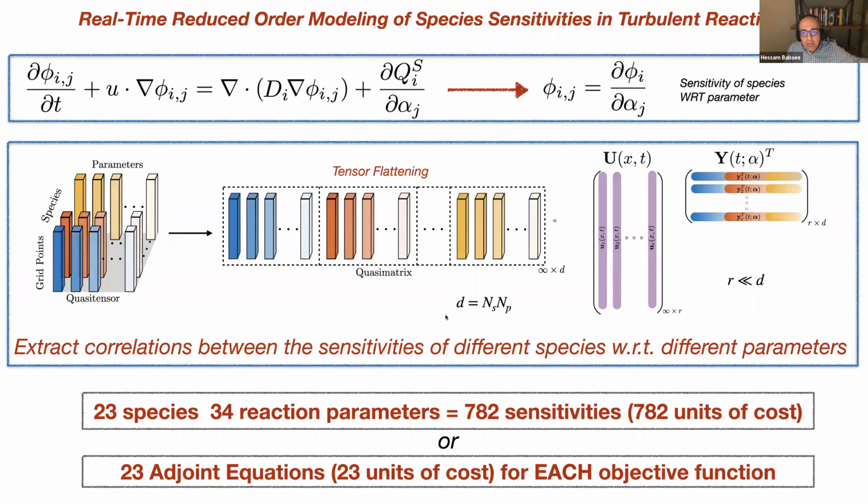This is actually a massive problem because in this problem, we have 34 reaction parameters and 23 species, and they're all coupled to each other. So if you perturb one of them, it will affect all other species. So overall, we have 782 sensitivity fields. And the way we can look at this, it can be represented by a tensor, where one direction of the tensor is grid points, this direction is species and this direction is parameters. So these are the full sensitivity tensors.